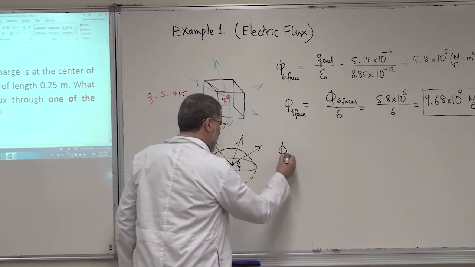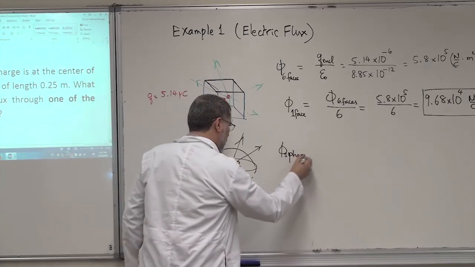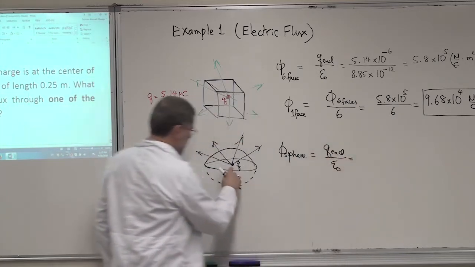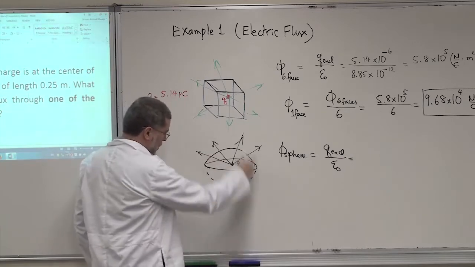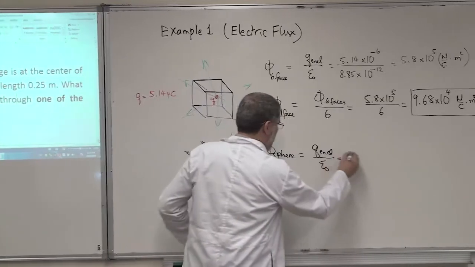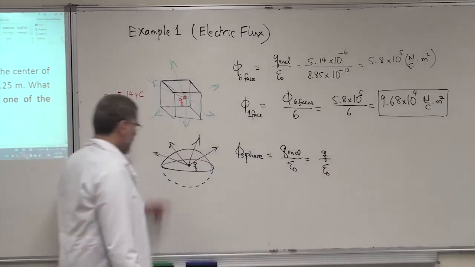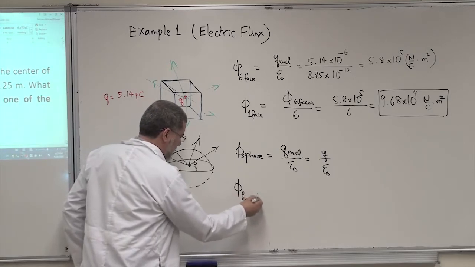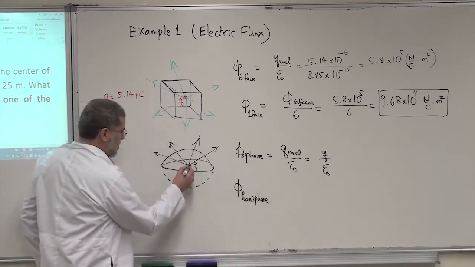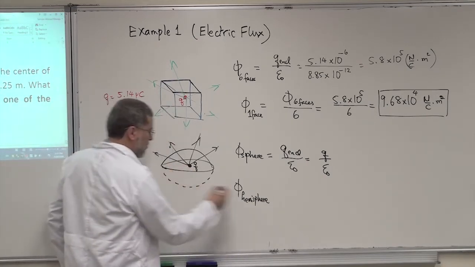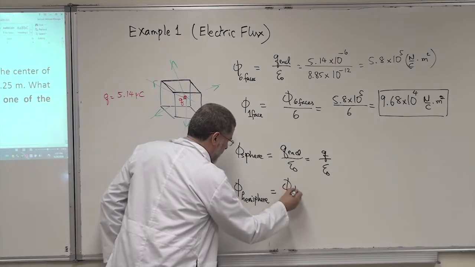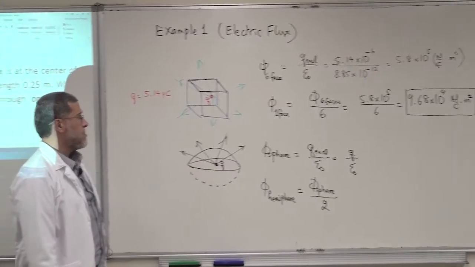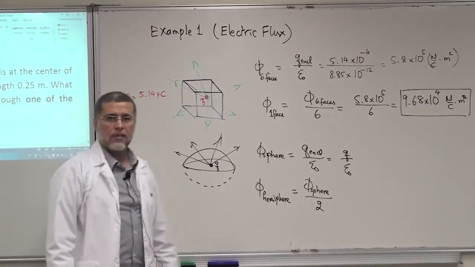So the flux through the sphere will be equal to Q enclosed over epsilon 0. Since now we have a closed surface, Q enclosed by this sphere is the charge Q, so the flux is Q over epsilon 0. Now, if I want to find the flux through the hemisphere, which is half of the sphere, and again the charge is in the center, it will be the flux through the sphere divided by 2, because you have two hemispheres. So this is the first example.